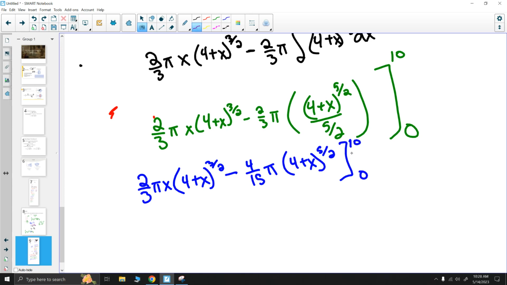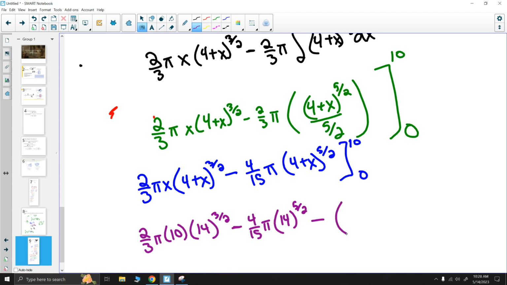All right, so we're going to plug 10 into here. Now we have 2/3 pi times 10 times 4 plus 10 is 14 to the 3/2, minus 4/15 pi times 14 to the 5/2, minus, now we're going to plug in 0 into each of these. That would be 0 here. We'd have minus 4/15 pi times 4 to the 5/2.